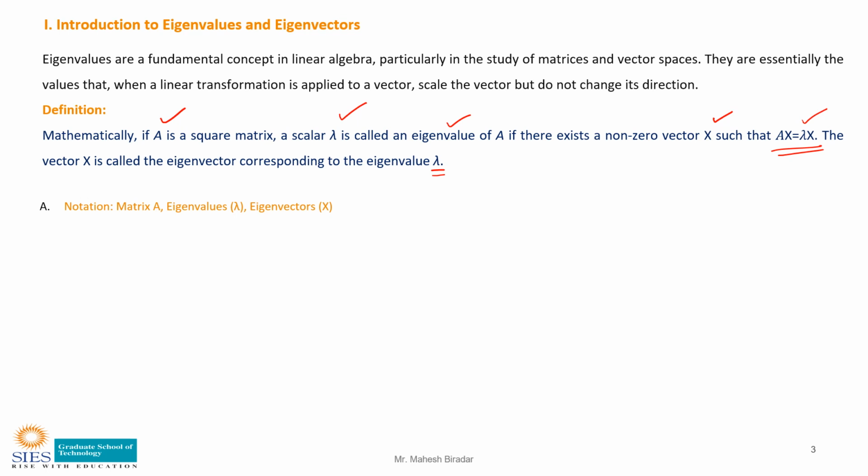I'm going to use some notations. Here for matrices, I'm going to use capital A. For eigenvalues, I'm going to denote them by lambda and eigenvectors by capital X. Let us calculate eigenvalues of a 2 by 2 matrix.